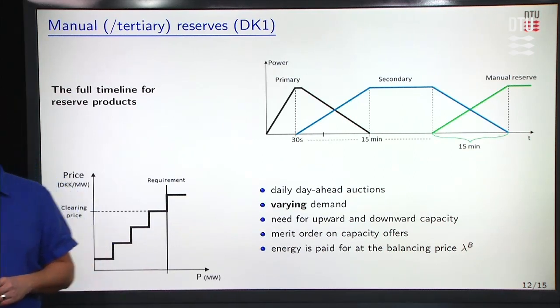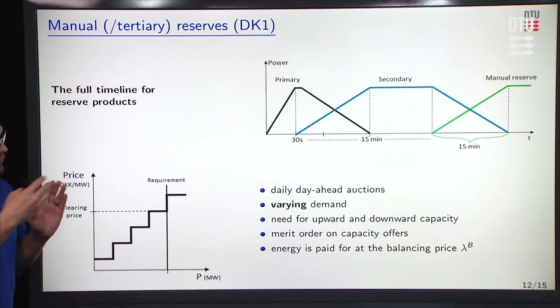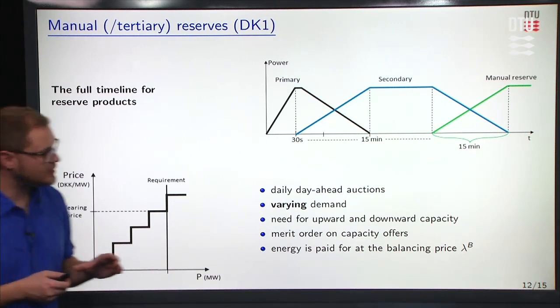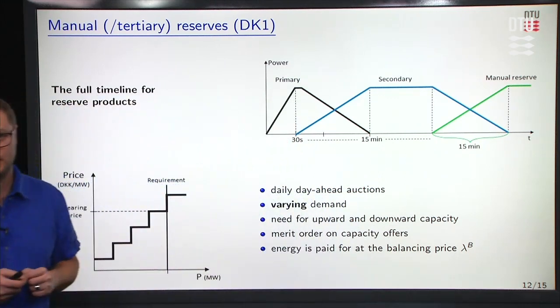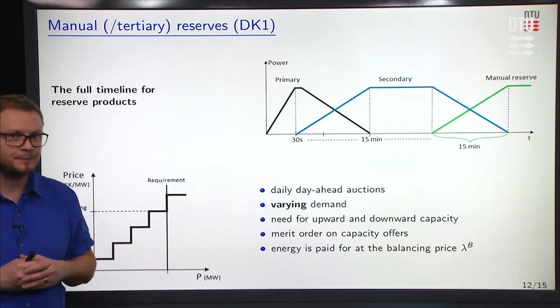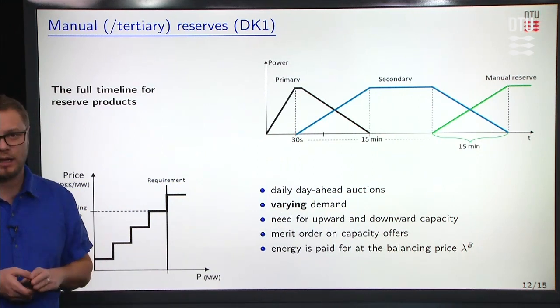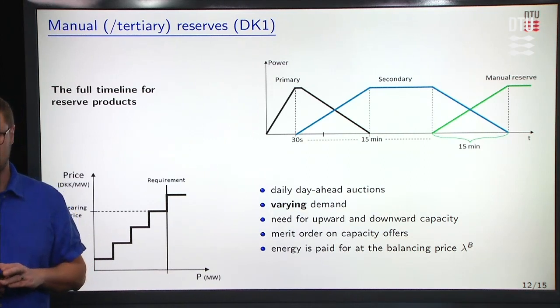Finally, let's move on to tertiary reserve for the case of DK1. We have the full timeline here, and you see that these manual reserves or tertiary reserve, they come after the other in terms of timescales. And the requirement for manual reserves is also that one should be able to be at full capacity within 15 minutes.